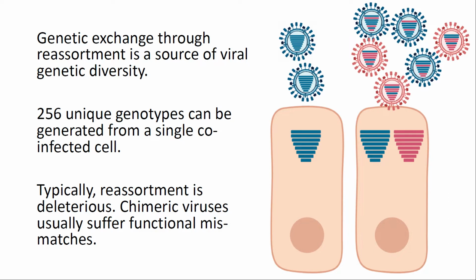Okay. All right, so I've told you that reassortment is an important source of viral genetic diversity. To put a number on that, if 2 viruses that differ in all 8 gene segments enter a cell together, 256 distinct genotypes can emerge from that cell. Okay, so you can have a pretty big burst in diversity just from a single co-infected cell.